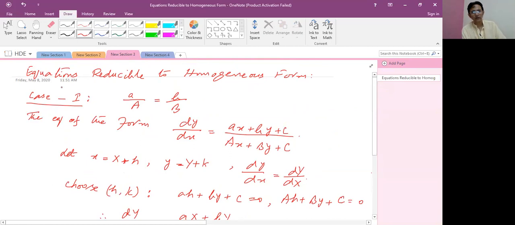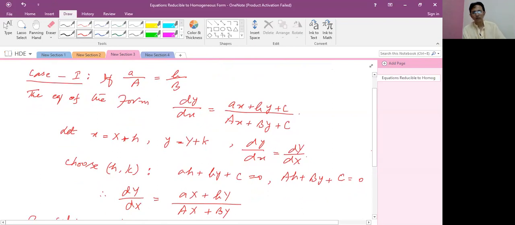So case 1: if small a upon capital A, these are the coefficients of x and y, b upon B, if they are equal, the equation of the form dy over dx equals ax plus by plus c. So here we let small x equals capital X plus h, small y equals capital Y plus k. This is the method of equations reducible to homogeneous form.